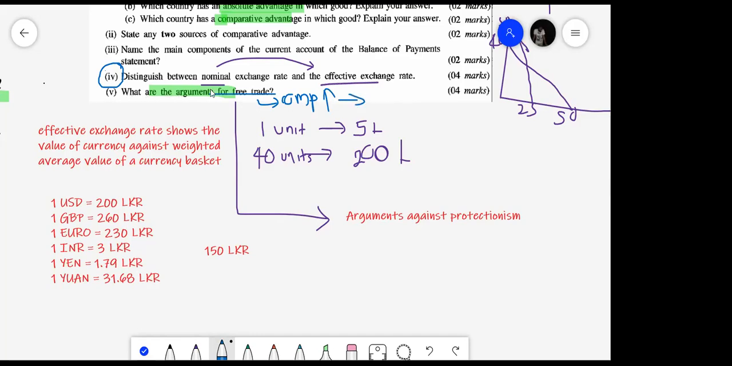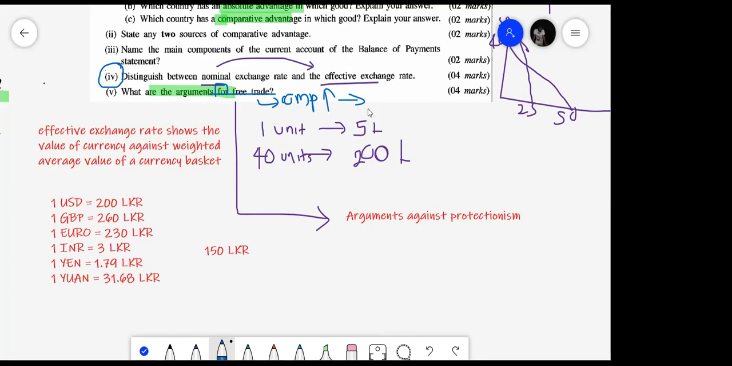Remember when they say arguments for, you might think of disadvantages. No. They ask you what are the points? Arguments means points, for free trade. That means in favor of. So you're writing advantages of free trade. So always keep that in mind.